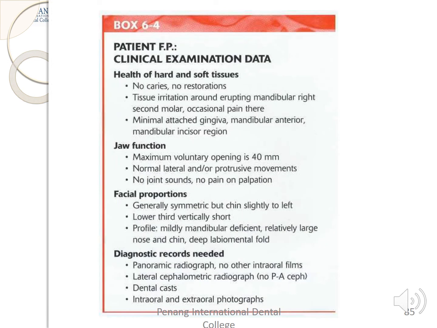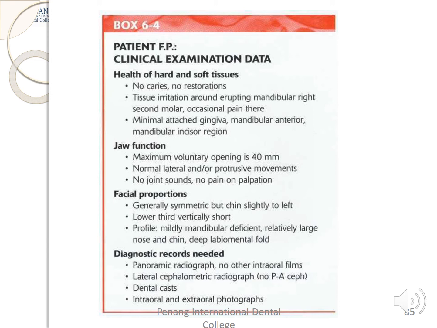Okay, the next one is the clinical examination data. We need to know the health of hard and soft tissue. There is no caries, no restoration. There is tissue irritation around the erupting mandibular right second molar. Occasionally, there is pain around the area. There is minimal attached gingiva in the mandibular anterior, mandibular incisor region. And then for the jaw function, maximum voluntary opening is 40 mm. Normal lateral and protrusive movement. There is no joint sound, no pain on palpation.